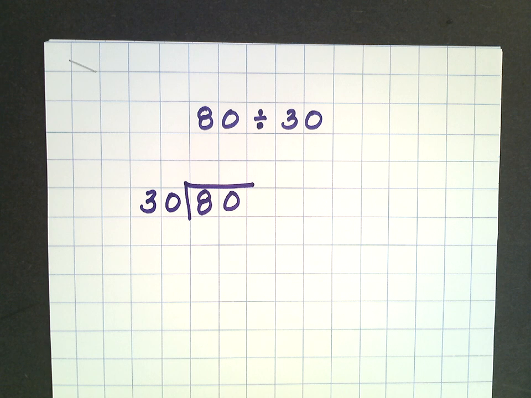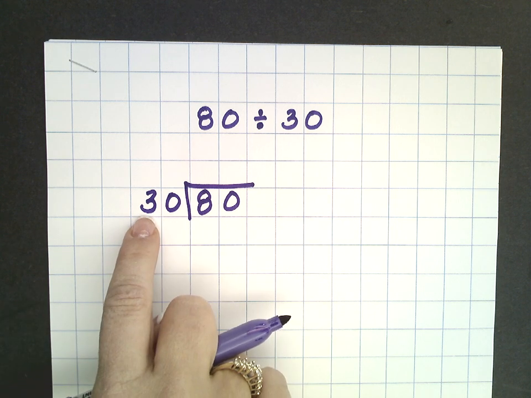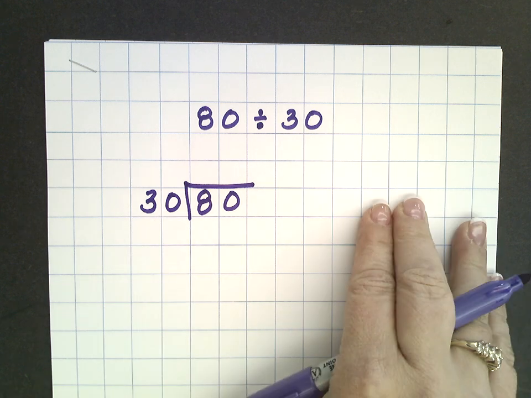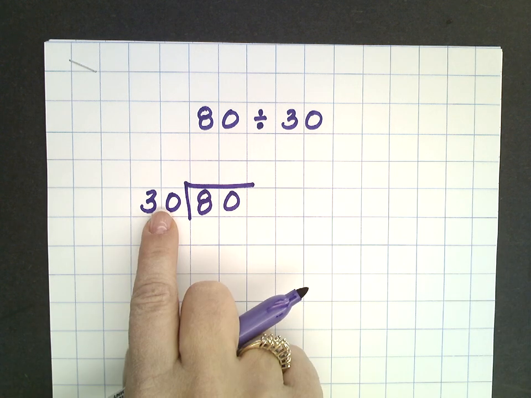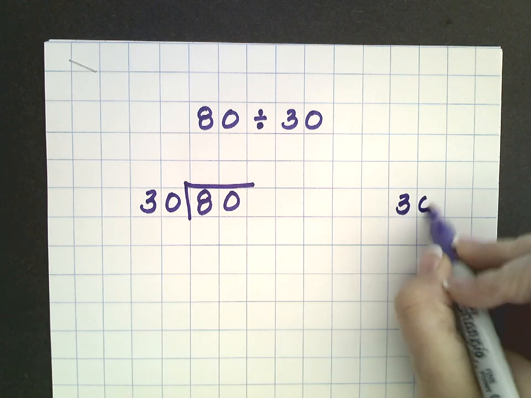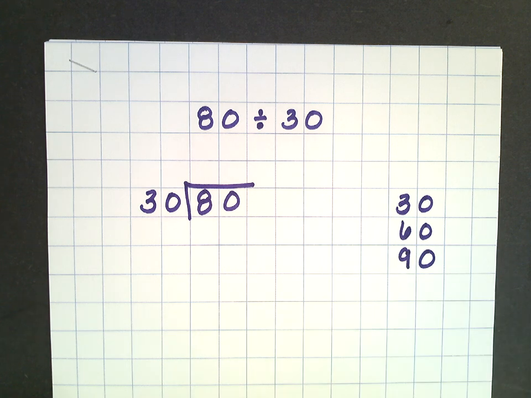on the outside. So like we've been doing, I'm looking at this 30, and I realize that 30 is just an extension of my 3 facts. So I'm going to come over to the side, and I'm going to list out multiples of 30. So we're going to start with 30, 60, 90. That should be good because I can tell already that estimate is greater than my dividend. So now we're going to start to divide.